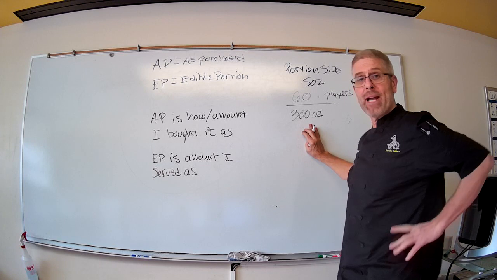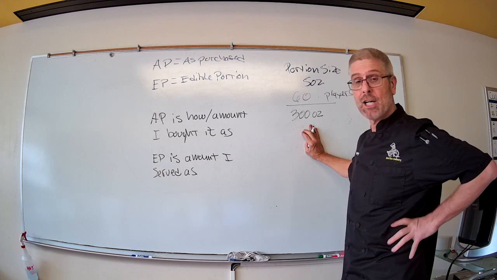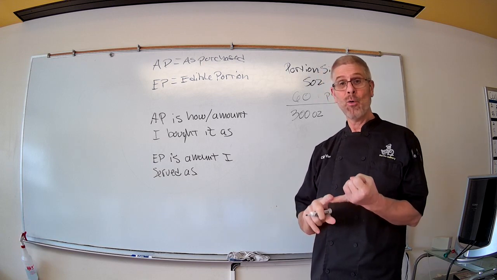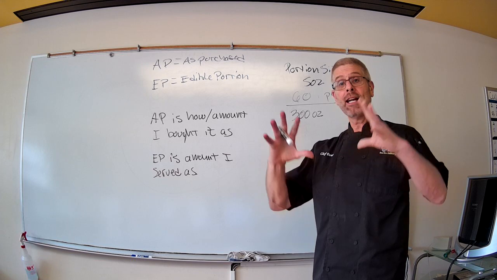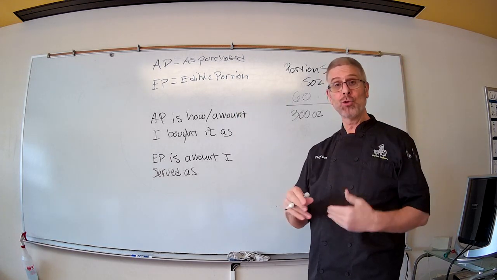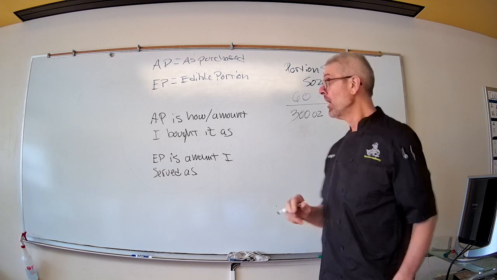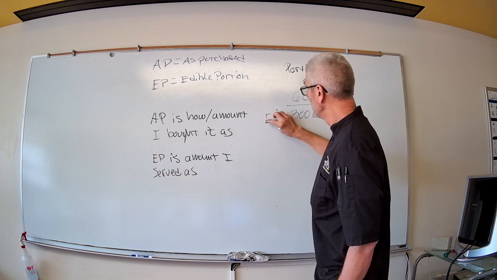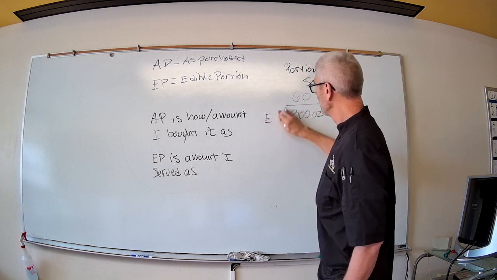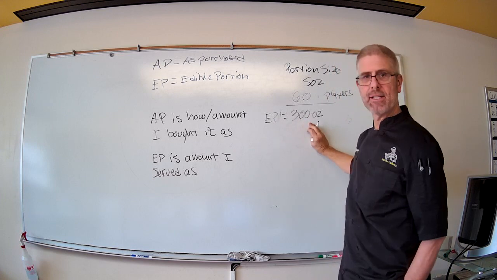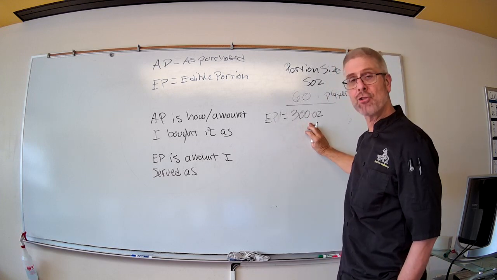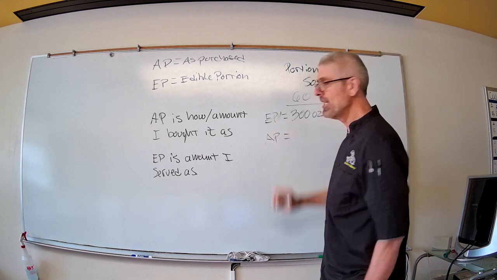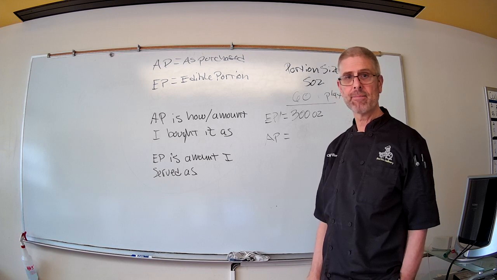Okay. If I just went out and bought 300 ounces of pork, I'm not going to have enough, because when you buy raw pork, you have a water content. When you cook that pork, that water evaporates, right, and I lose weight. So the EP is 300 ounces. Edible portion is 300 ounces of what I'm actually serving my football players. AP is how much I need to buy to get 300 ounces.